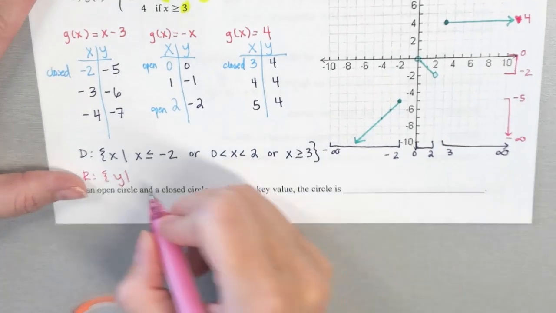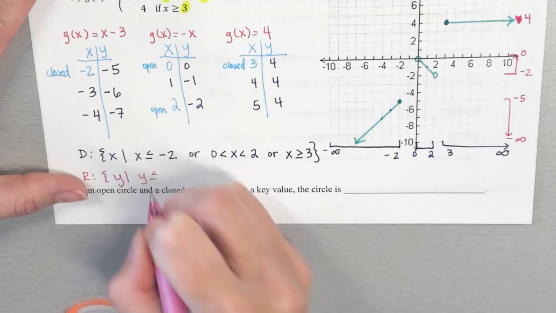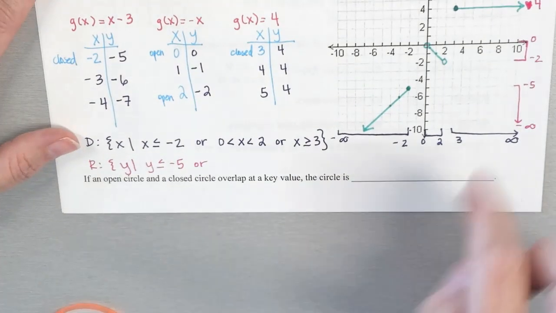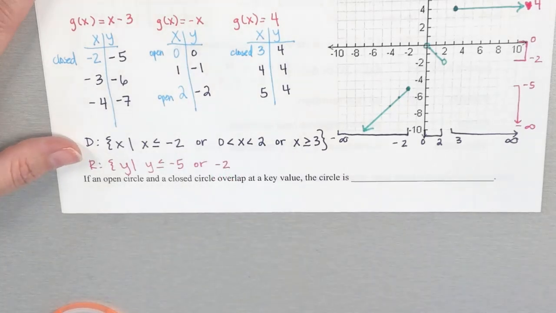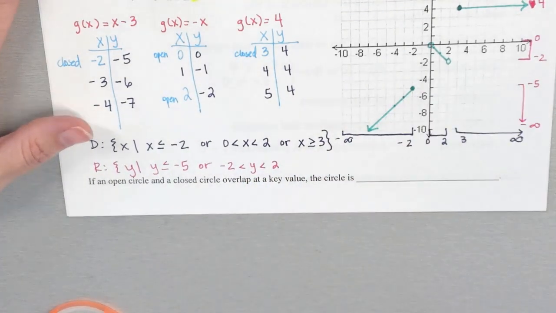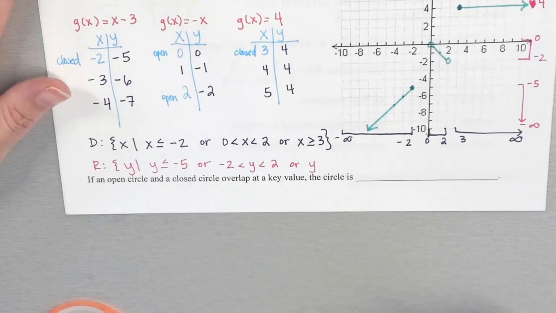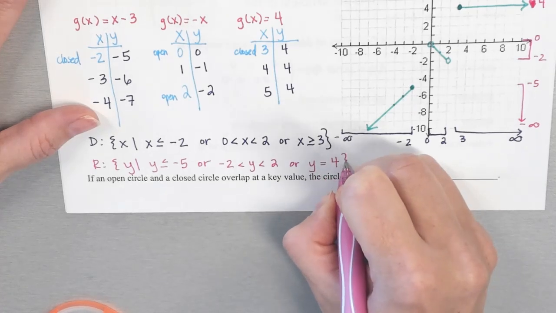Okay, so the way that we would say that is y is, so it's a closed circle, so it's going to be less than or equal to negative 5, or it's in between negative 2 and 0. The negative 2 has to go first because it's the lower number. And then you're just going to have less than because of the open circles, or all the points are, in this case, equal to 4.